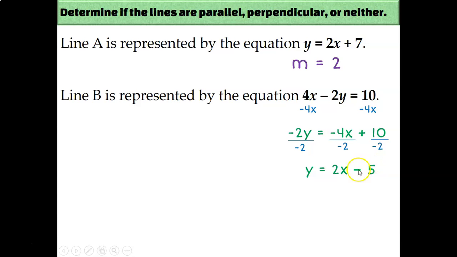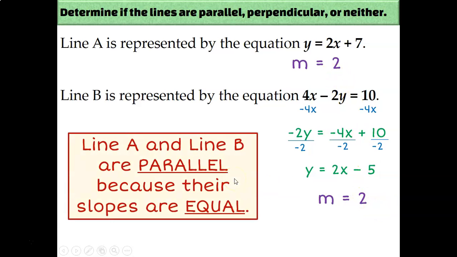Now this minus 5 really doesn't matter at all. That's the y-intercept of this line, but I don't care about the y-intercept. I only care about the slope. And the slope of this line is 2. So since the slope of line A is 2, and the slope of line B is also 2, these slopes are equal. And that would mean that these 2 lines are parallel.